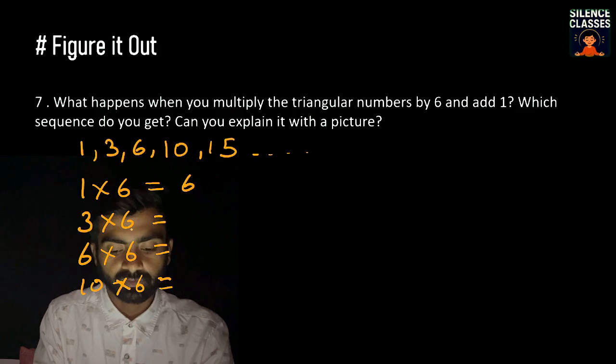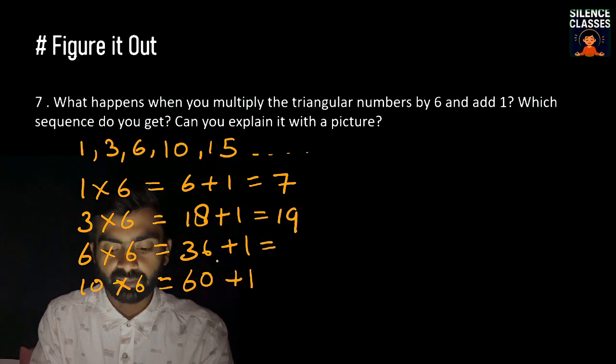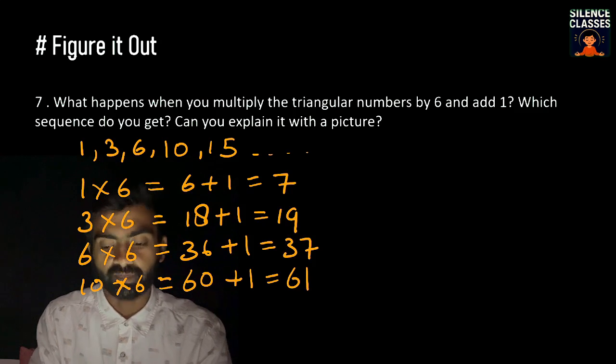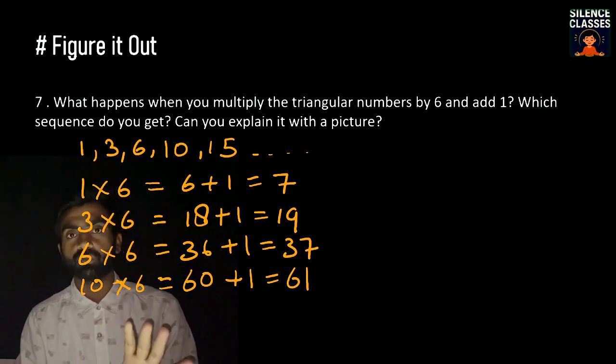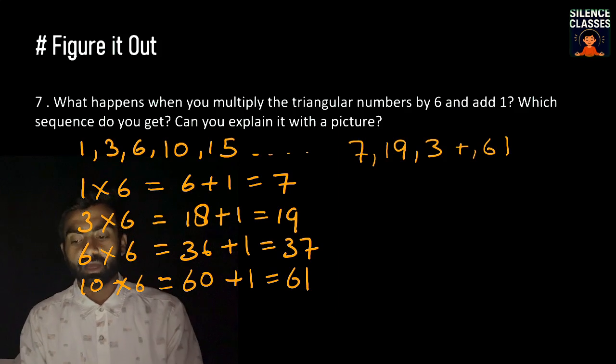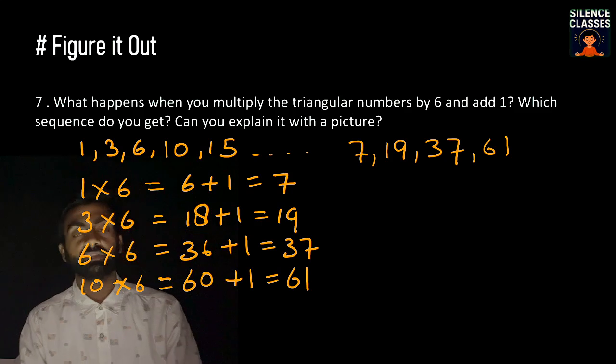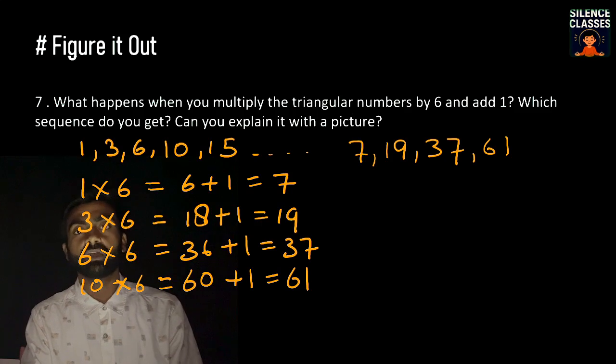6 ones are 6, 3 sixes are 18, 6 sixes are 36, and 60, and add 1 to it, plus 1. Now we have to add 1 to it. So what will we get? We will get 7, we will get 19, we will get 37, and we will get 61. If you have watched my previous videos, these numbers, 7, 19, 37 and 61 are hexagonal numbers. If you check it out, these are the hexagonal numbers.